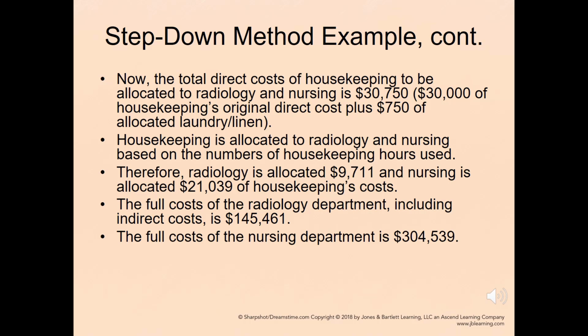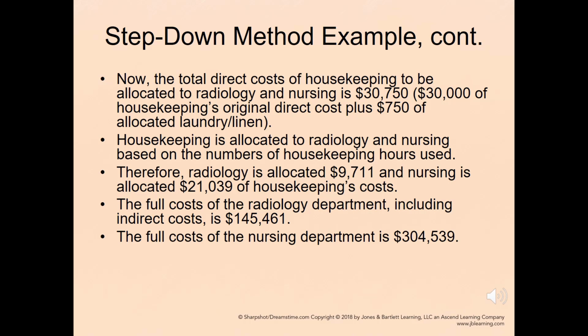Now, the total direct cost of housekeeping to be allocated to radiology and nursing is $30,750. $30,000 of housekeeping's original direct cost plus $750 of allocated laundry and linen. Housekeeping is allocated to radiology and nursing based on the numbers of housekeeping hours used. Therefore, radiology is allocated $9,711 and nursing is allocated $21,039 of housekeeping costs.